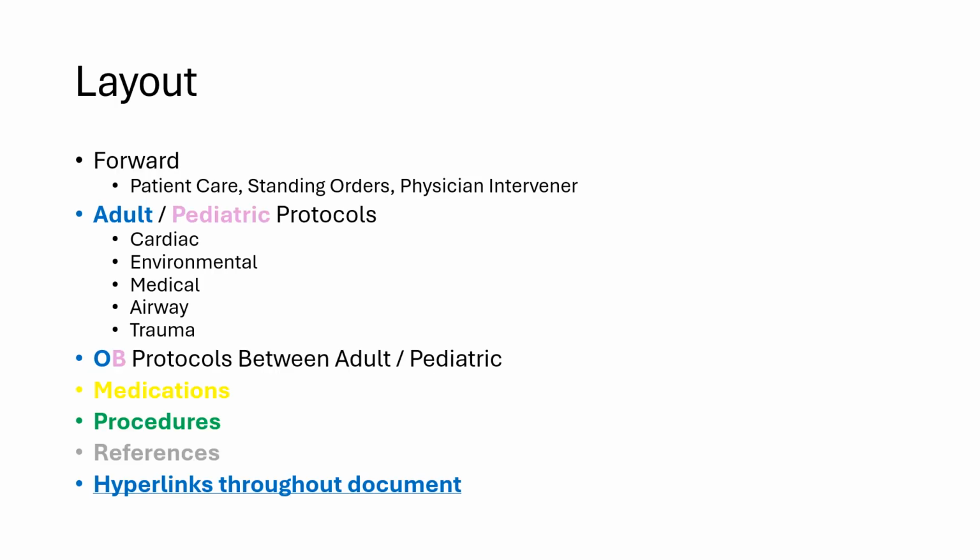Within each section, except the OB section, the adult and pediatric are divided into cardiac, environmental, medical, airway, and trauma. That's how they're divided up now. So it should be fairly easy for you to follow and go through. Next slide.